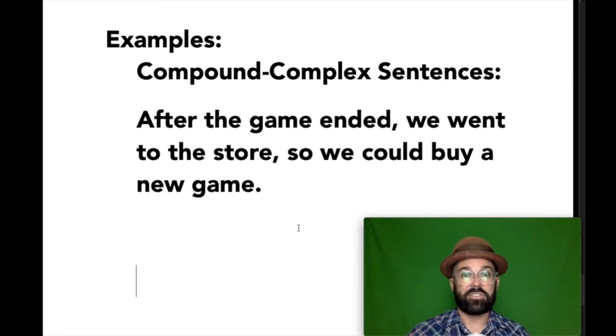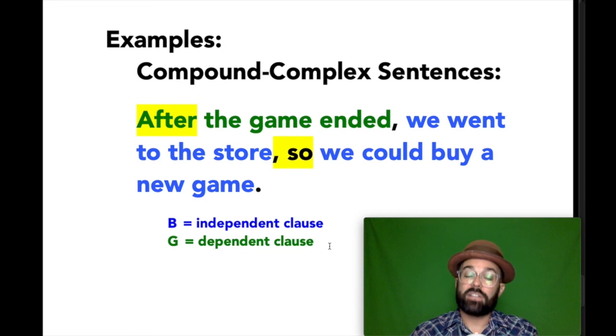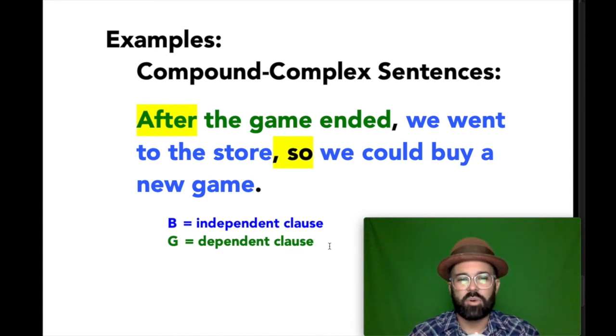Let's take a look after this sentence is marked up, which is right now. And so, after the game ended is our dependent clause. After is behaving as a subordinating conjunction. Game would be the subject. Ended would be the verb. That's a clause, a dependent clause. And then we have our 2 independent clauses. We went to the store. We could buy a new game. Those are both independent clauses joined by the coordinating conjunction, so, with that comma in front of it, of course. And so once again, this sentence is both compound and complex. It has 2 independent clauses and 1 or more dependent clauses.